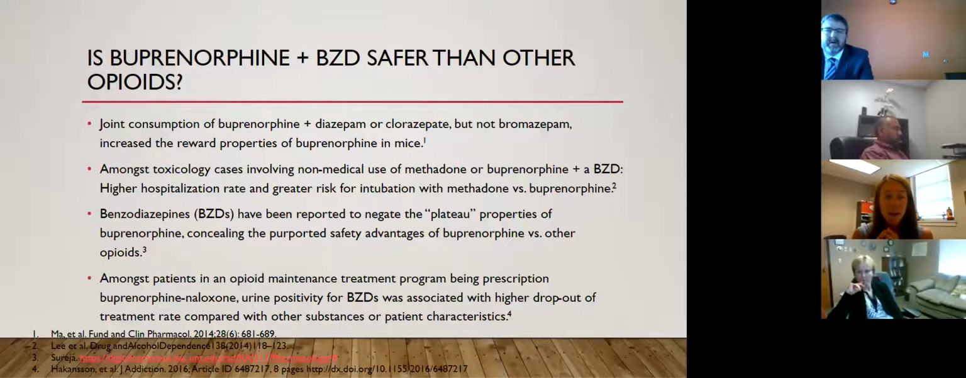And finally, amongst patients in an opioid maintenance treatment program being prescribed buprenorphine naloxone, urine positivity for benzodiazepines was associated with higher dropout of treatment compared with other substances or any other patient characteristics. So that factor in and of itself, urine positivity for benzodiazepines, confers greater risk for non-completion of treatment.